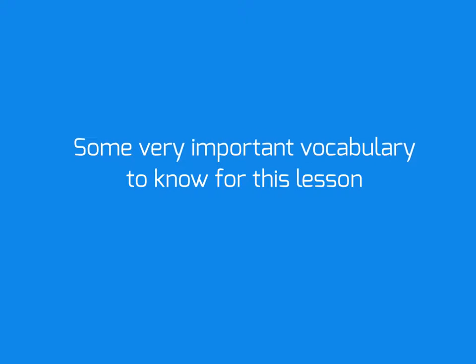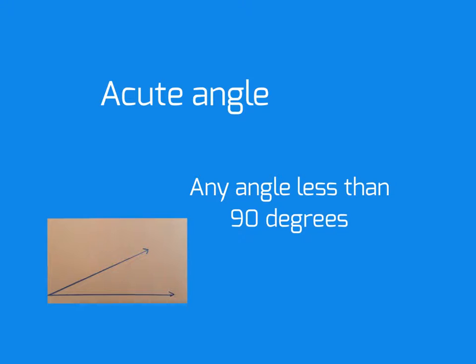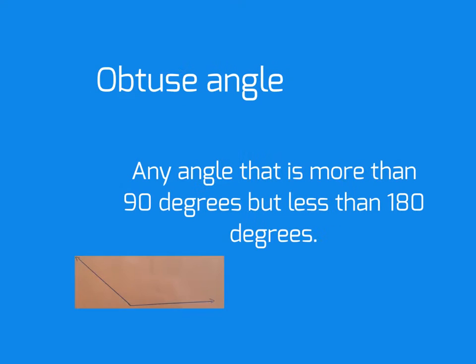Some very important vocabulary to know for this lesson. Right angle. A right angle is an angle that is exactly 90 degrees. Acute angle. An acute angle is any angle less than 90 degrees. Obtuse angle. An obtuse angle is any angle that is more than 90 degrees but less than 180 degrees.